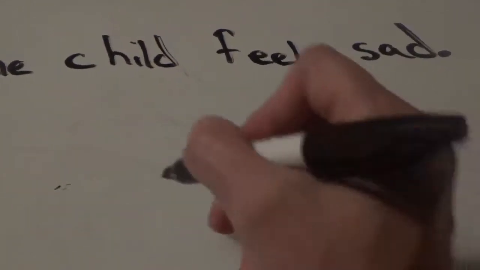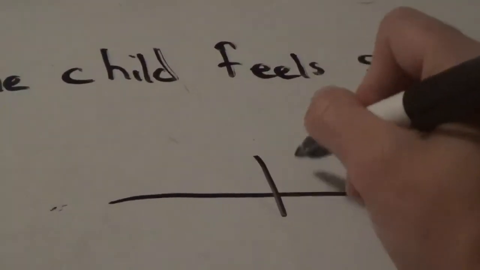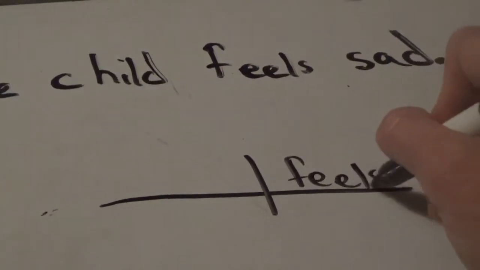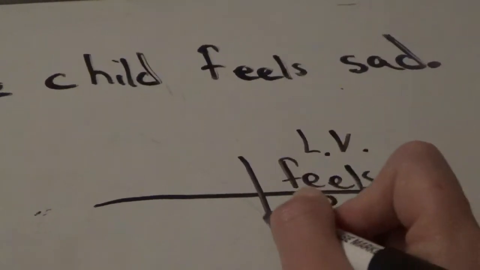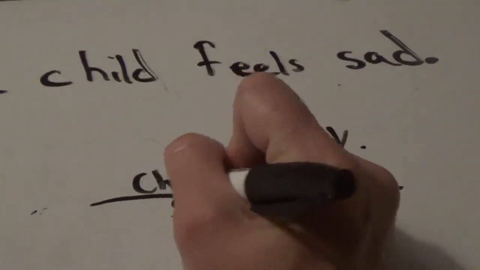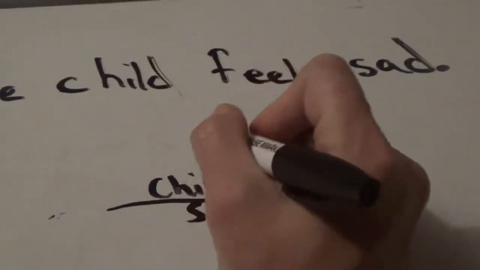So no prepositional phrases, so we're going to put our linking verb, feels, simple predicate, P for simple predicate. It's the linking verb. And then we have the simple subject as child, and it is a noun. The subject of the sentence is always a noun or pronoun.